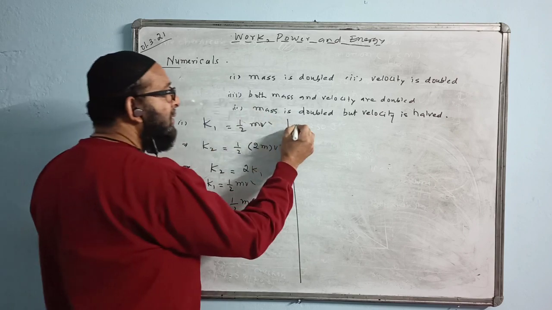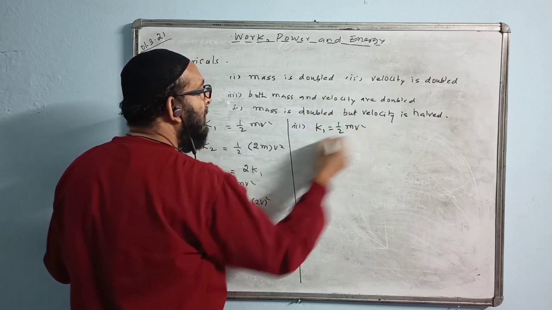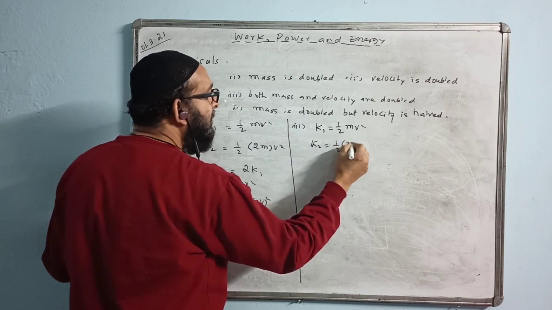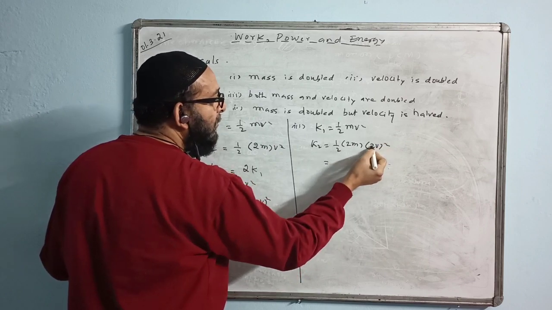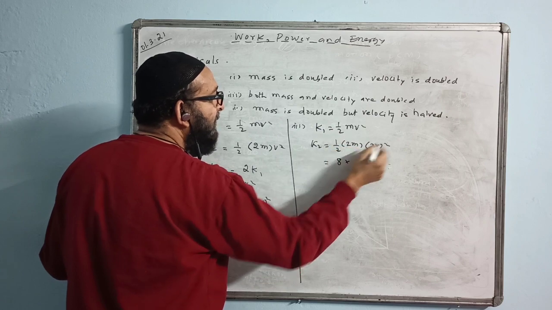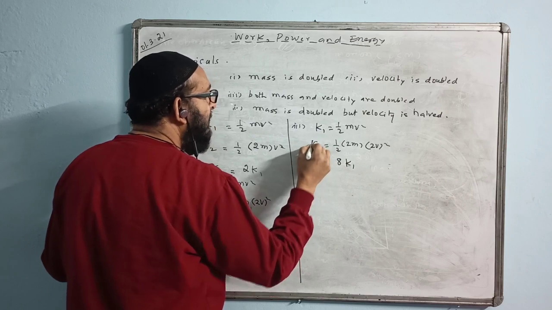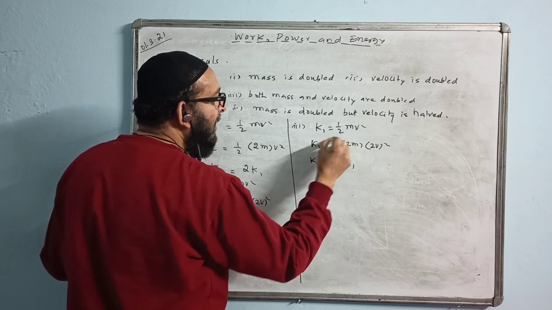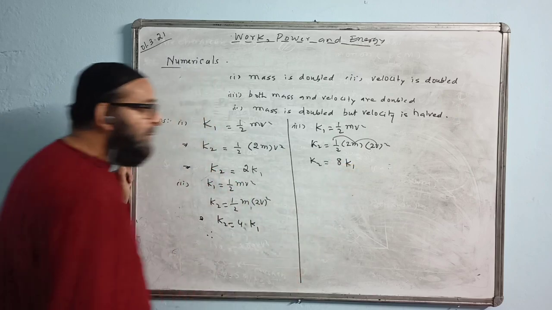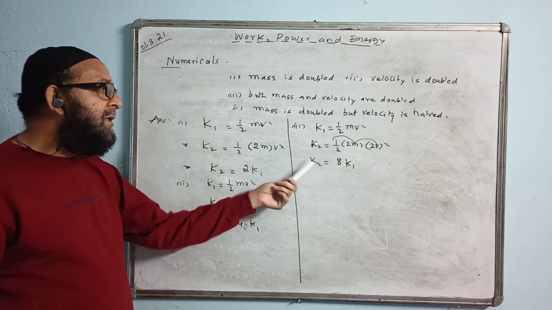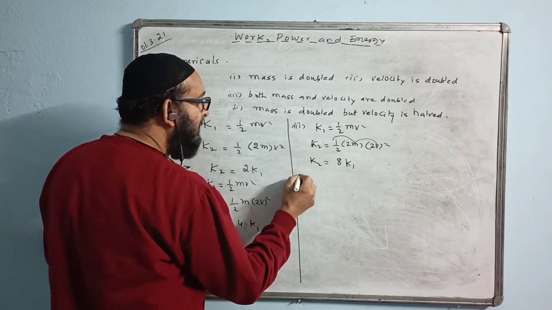Now we are going to the third case. Both mass and velocity are doubled. Initial kinetic energy is half mv square. New kinetic energy will be half, mass is doubled, velocity is also doubled, so 2m, 2v whole square. Don't cancel it out. I will read half mv square together as K1. Then 2 and 2 square: 2 square is 4, 4 times 2 is 8. So we get 8 times K1. That means kinetic energy increases by 8 times. That is the conclusion we write.